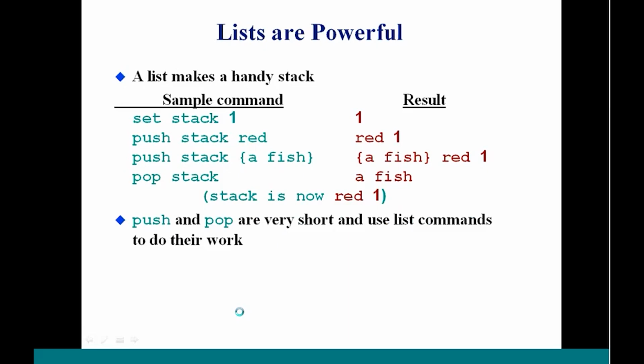And if you pop the stack, then it comes up as just a fish because only the first element is popped and then the remaining ones are kept inside. So now the stack has red 1, but a fish is popped out. And then the push and pop are very short and use list commands to do their work essentially.